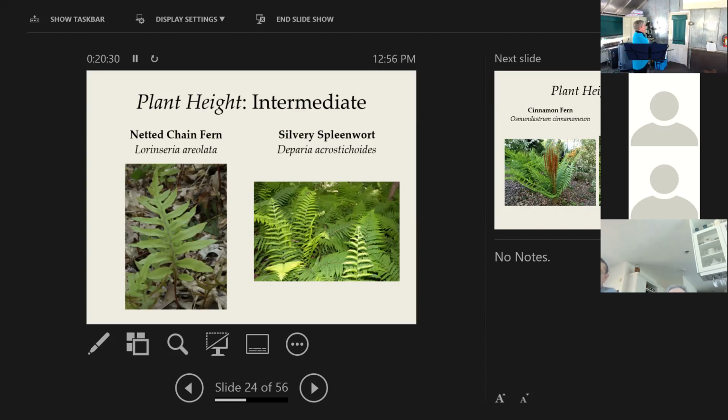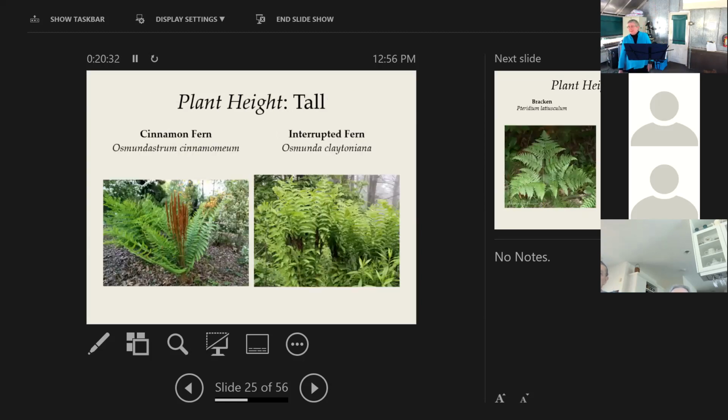Or maybe it gets pretty tall, like the cinnamon fern and the interrupted fern. Cinnamon fern, common fern in the Piedmont. It's a clumper, beautiful fern to grow and easy. Larry gives us a 4. Interrupted fern, rare in the North Carolina Piedmont, really much more common farther north and west of North Carolina. It doesn't like it here.